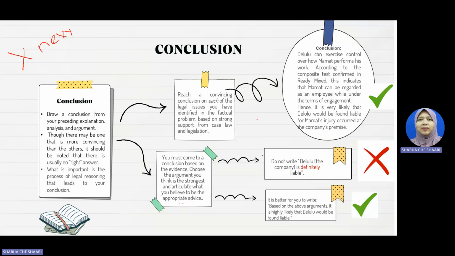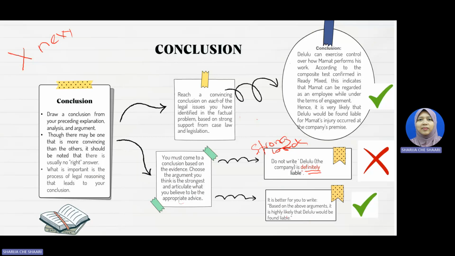So now this is the example that I gave you. You do not write in this manner. Why? Because you must not say "definitely", or use very strong words. You cannot assert strong words, because here you just advise whether the company is liable or not; it is the judge who makes the decision. So that is why it is suggested that you write in such a way.